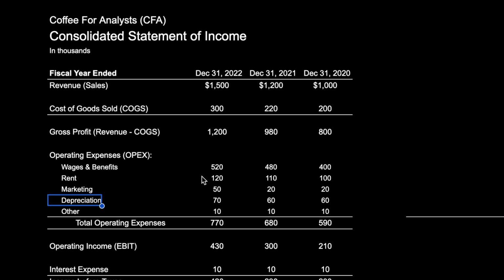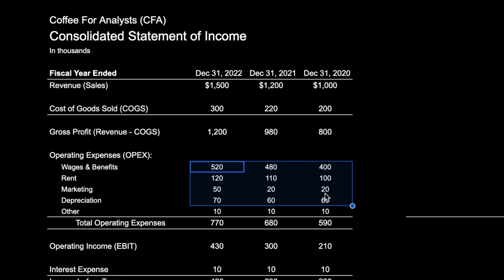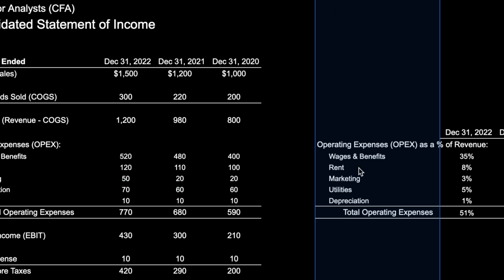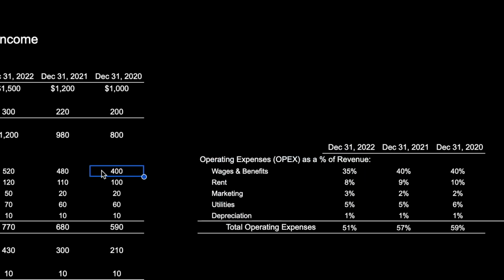To analyze this section, you can see if any are increasing faster than the others and if there's good reason for it. Another trick is to analyze these expenses as a percentage of revenue. So if we take our wages and benefits and divide it by our revenue, we get 40% expense margin. And we can do this for each item for each year. And this makes the trends a lot more clear. Here we can see that wages and benefits is lower as a percentage of revenue in 2022. This would not be as obvious if we just looked at the total numbers here.